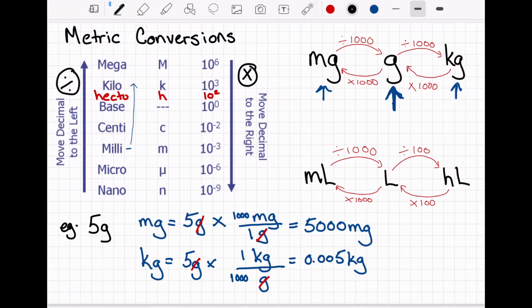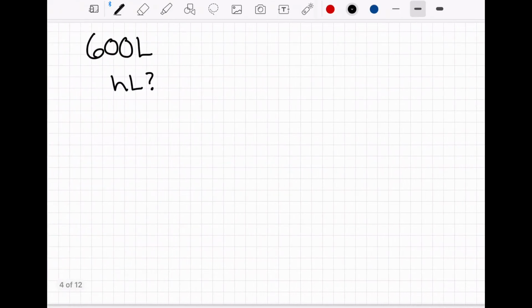Okay, so let's do one more example. We're going to look at if we have 600 liters, how many hectoliters is that? And the reason I want to do this example is it's a little bit different than the previous examples with milligrams and kilograms. To convert liters to milliliters is the exact same thing. You've just got a different unit that you're using. It's a volume unit, liters.